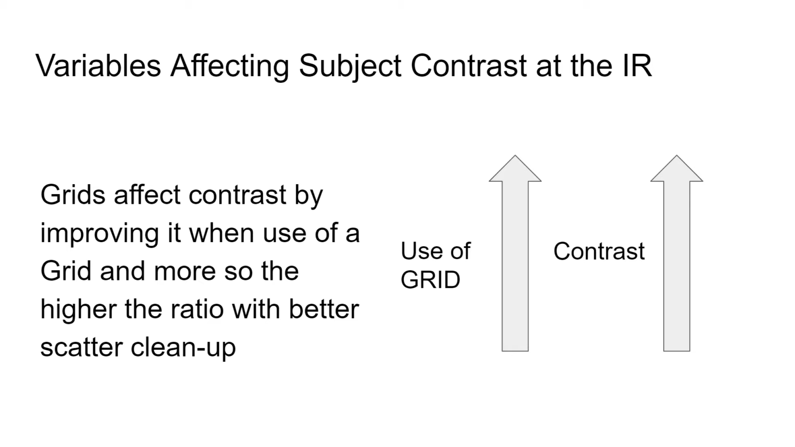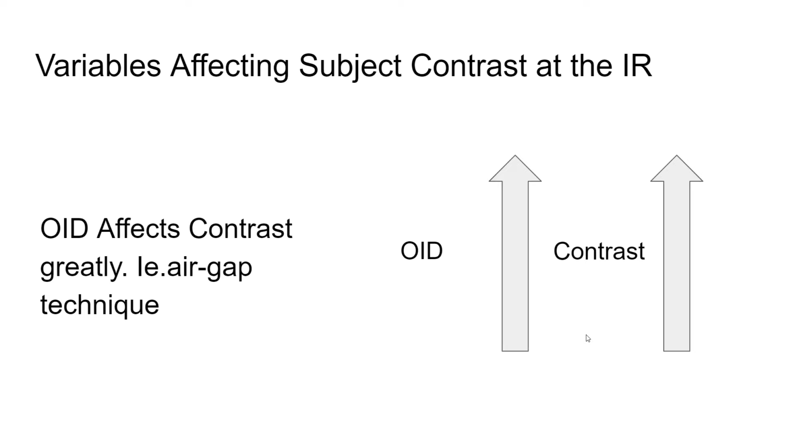Use of a grid, pretty obvious. Use of the grid reduces scatter. Reducing scatter increases contrast. Okay, I can keep going. OID. With OID, some of the scatter diverges off of the plate, and thus contrast goes up. This is essentially the same thing as an air gap. Of course, the problem is magnification also goes up.